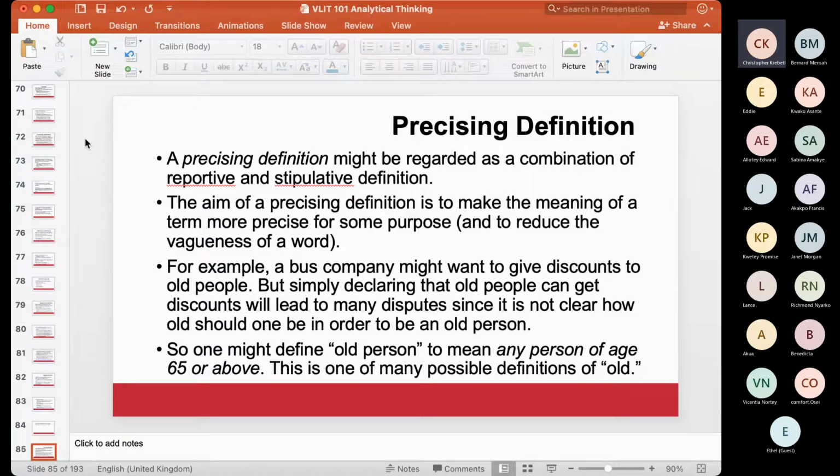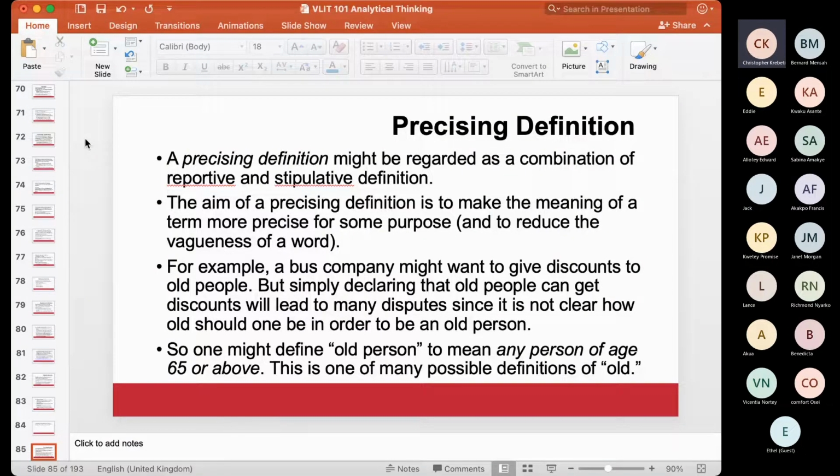Then the Supreme Court came in and said, right, okay, when we talk about this, we will refer to this specifically, but this is for this. Therefore, on the basis of this, we rule that, and then it goes for policies. For example, a bus company might want to give a discount to old people, but simply declaring that old people can get a discount will lead to many disputes, since it is not clear how old one should be in order to be an old person.